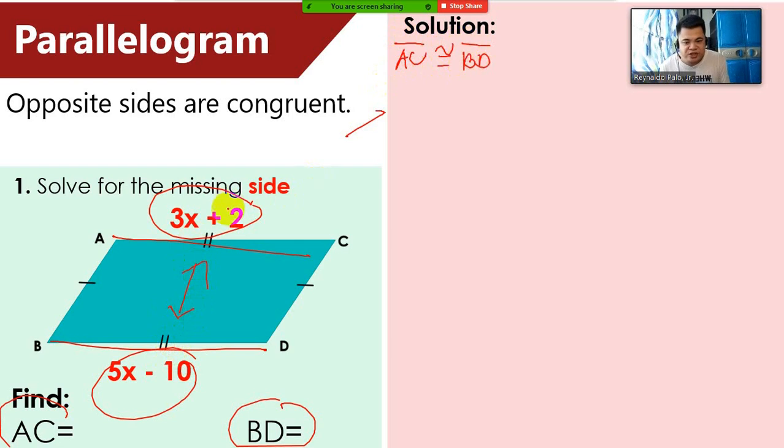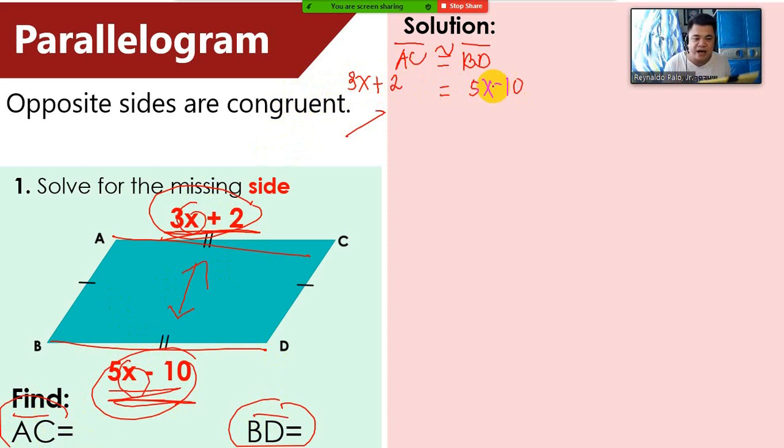Of course, since we are only using representations, we cannot actually solve for segment AC and segment BD without solving the value of x. So how are you going to solve for the value of x? You need to substitute. The value of AC is 3x plus 2, which equals 5x minus 10. How did we form this? As you can see, the two segments are congruent, so we can equate the two representations: 3x plus 2 is equal to 5x minus 10.